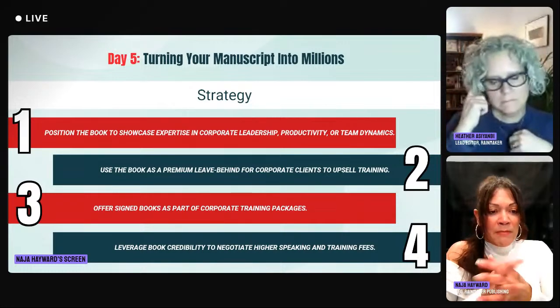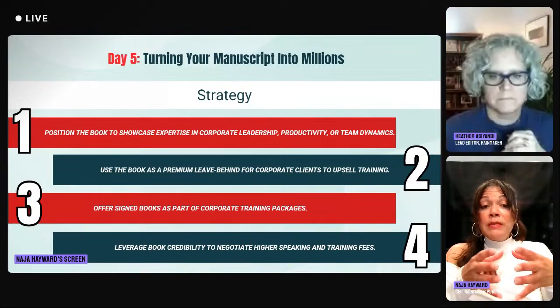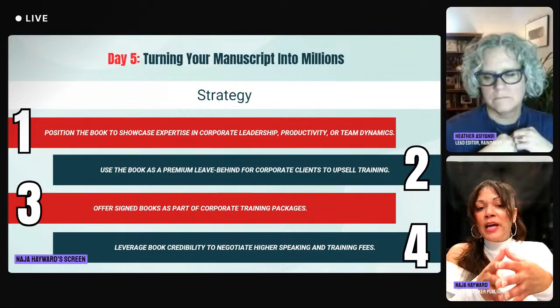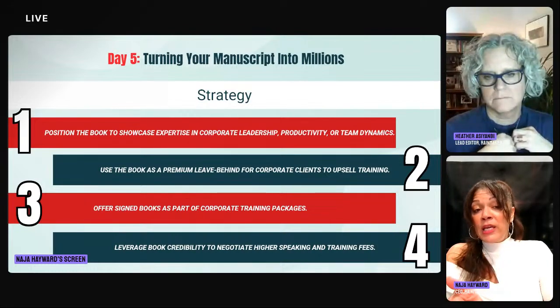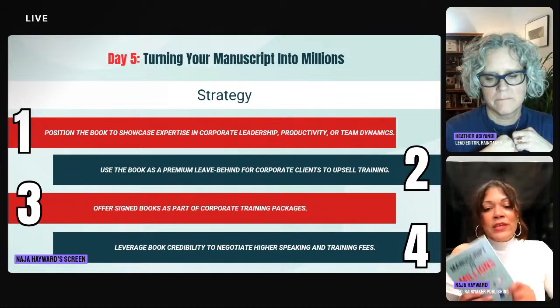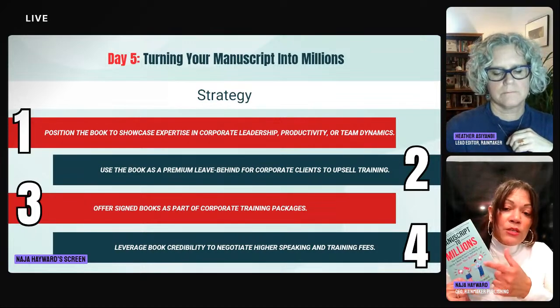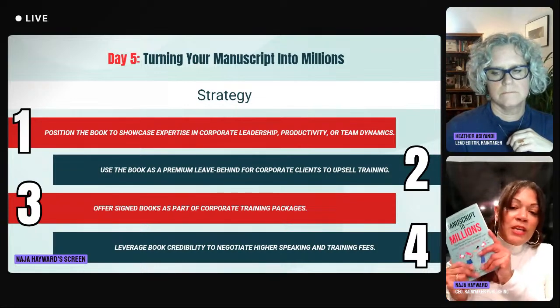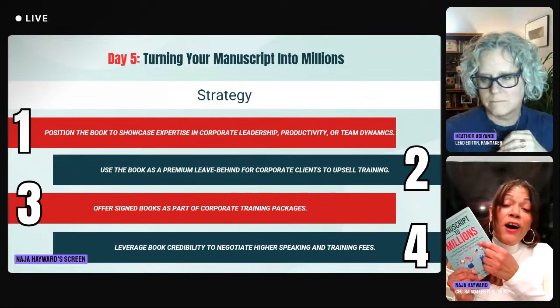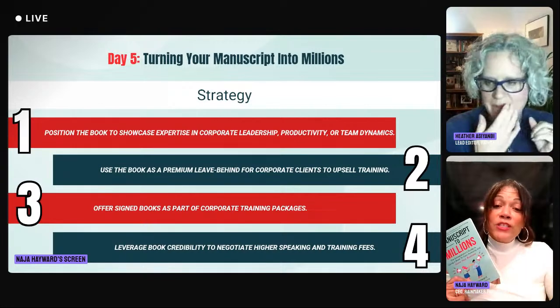So there's that. Use the book as a premium leave-behind for corporate clients to upsell to training. So this is another great one, right? They say your book is your business card, and I believe that to a certain extent. We can use this book. I have so many of these in my car, because when someone says, what do you do?